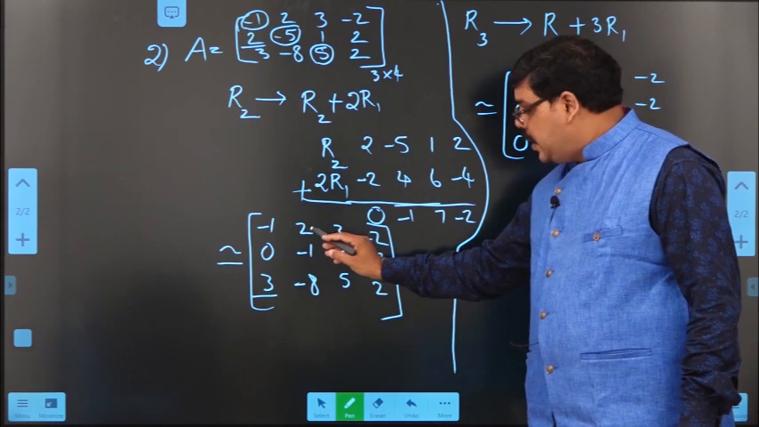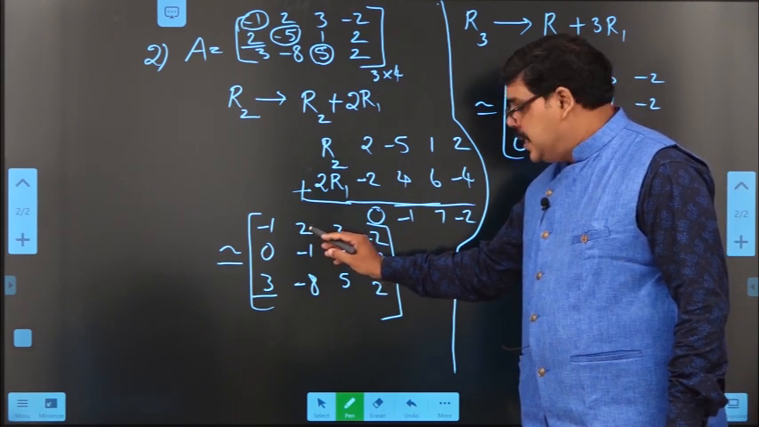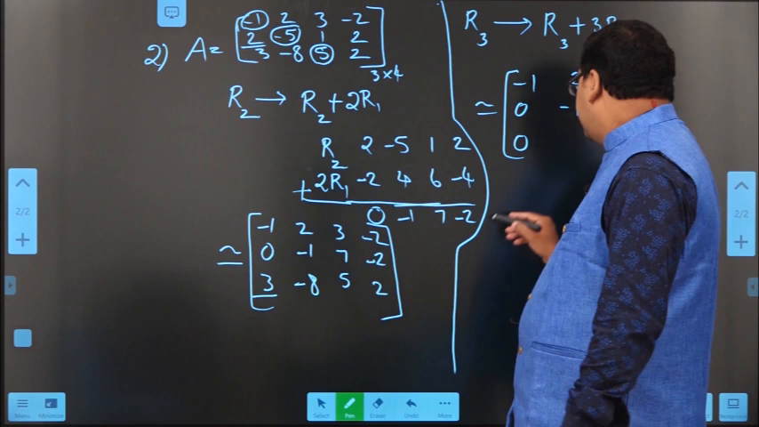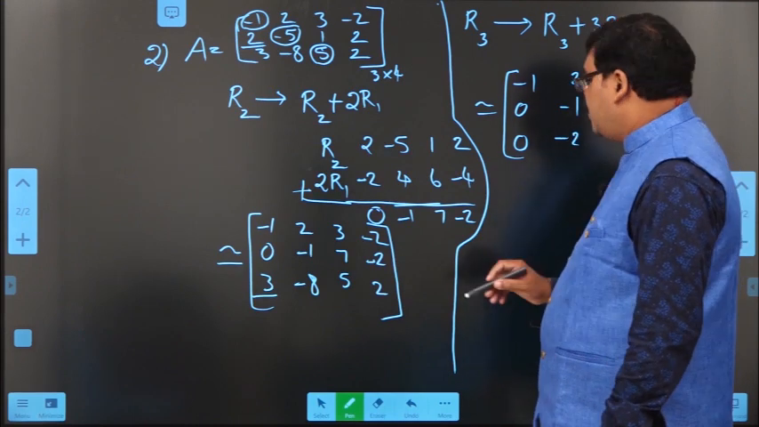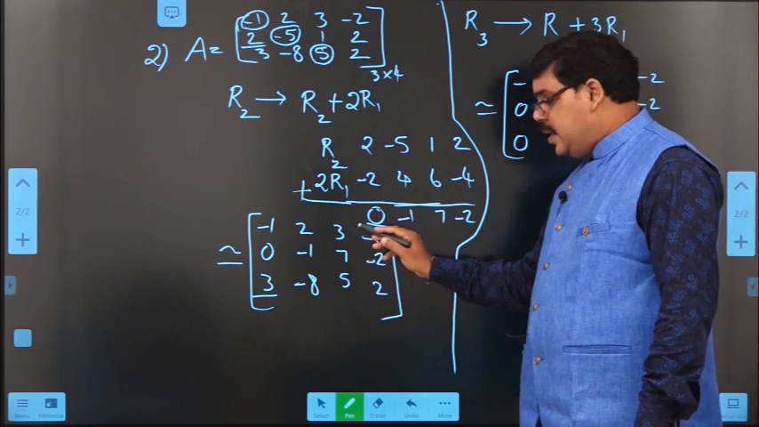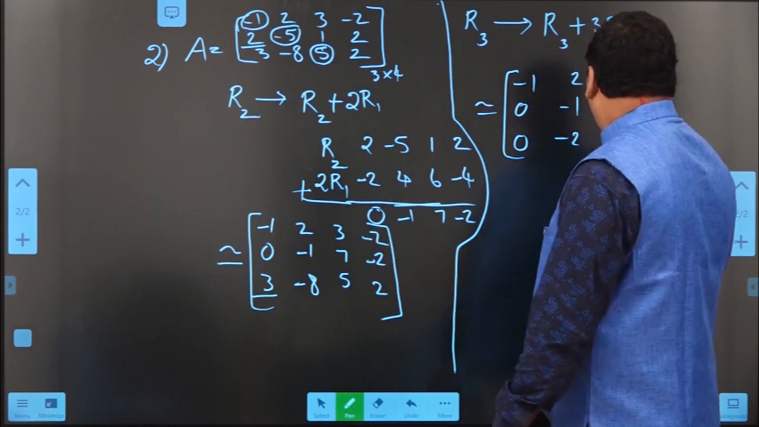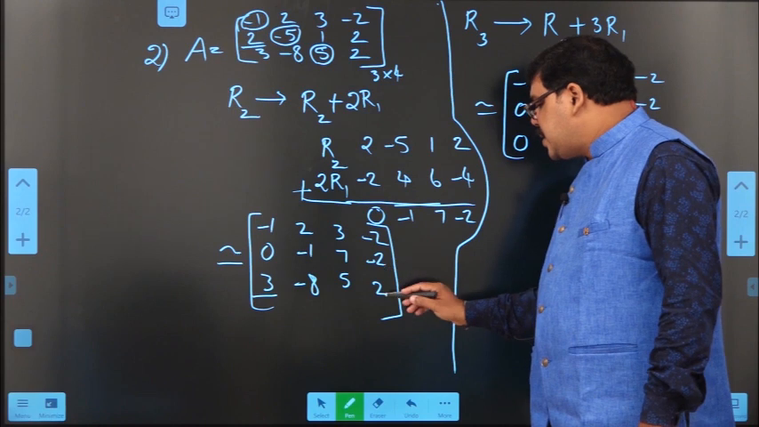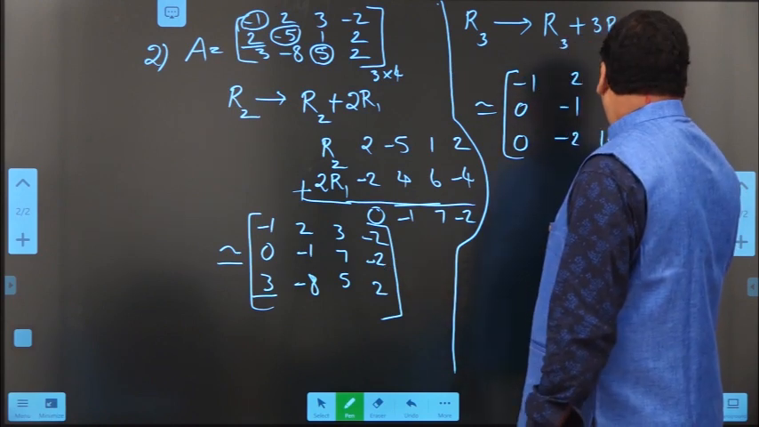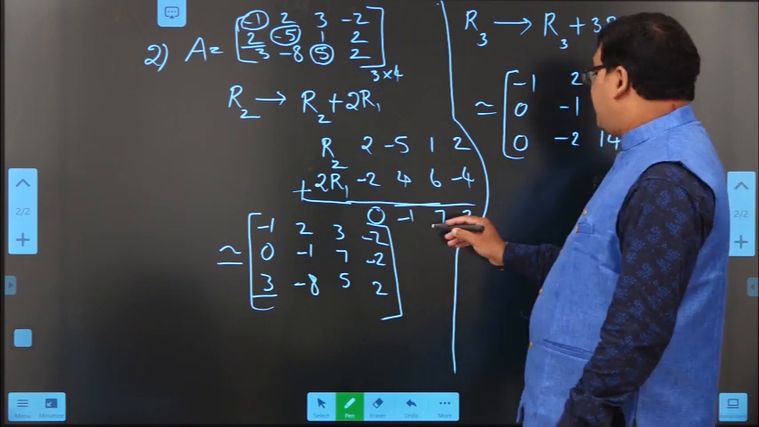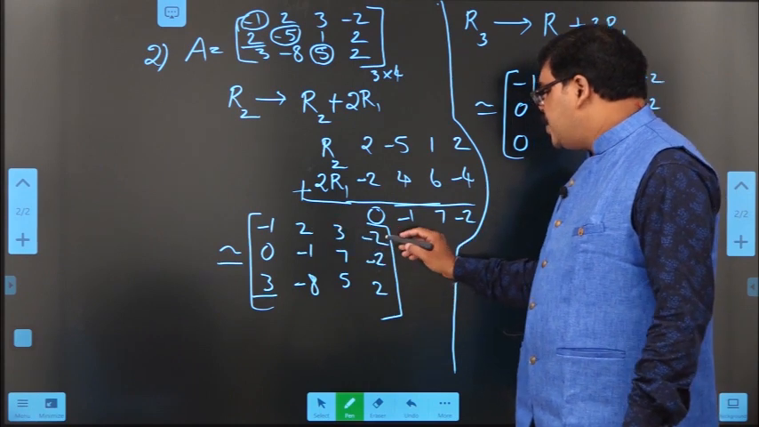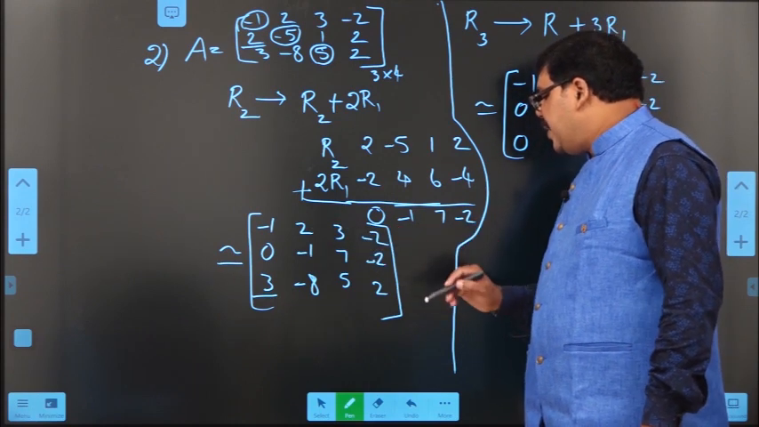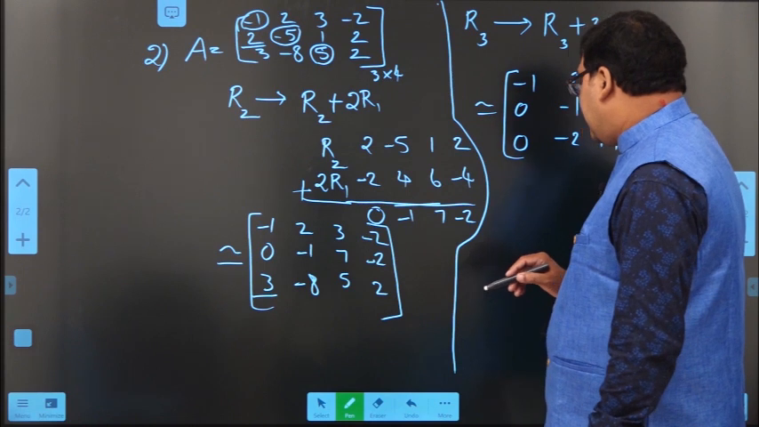I am multiplying row 1 with 3. If I multiply this with 3, 6. 6 minus 8, minus 2. 3 into 3, 9. 9 plus 5, 14. Minus 6 plus 2. So I am multiplying the first row with 3, so I will get minus 6. And when I add it to R3, minus 6 plus 2.